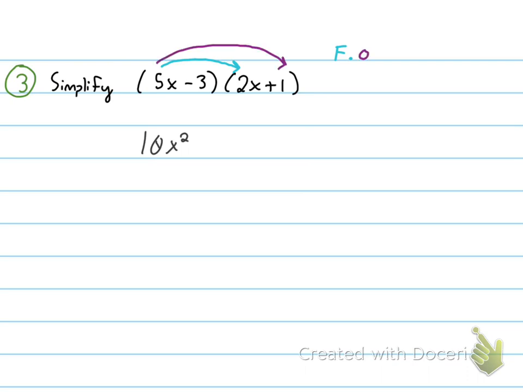My outer terms are 5x and 1. 5x times 1 would be plus 5x. My inner terms would be negative 3 times 2x. Negative 3 times 2 would be negative 6x. And my last terms are negative 3 and positive 1. Negative 3 times 1 is negative 3. As I talked about before, those middle terms should always kind of combine. 5x minus 6x, 5 minus 6 is negative 1. So my final answer is 10x squared minus x minus 3, and I'm done.